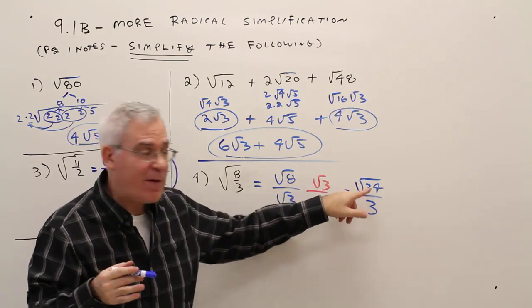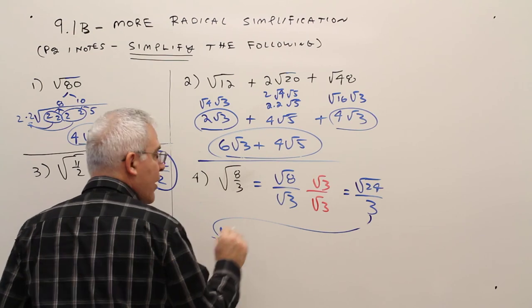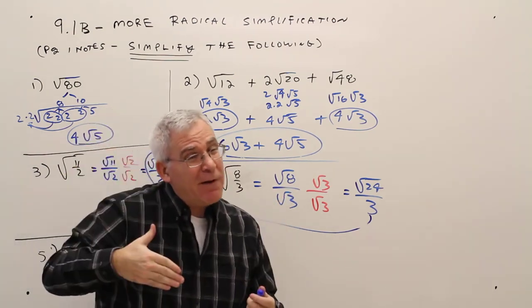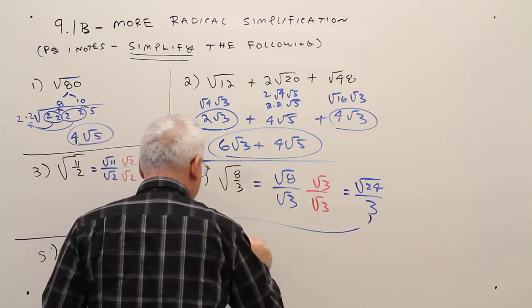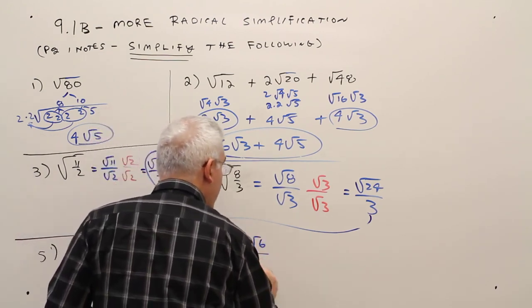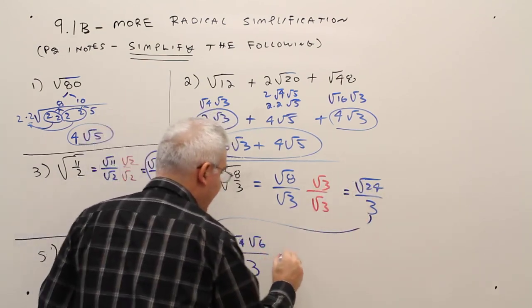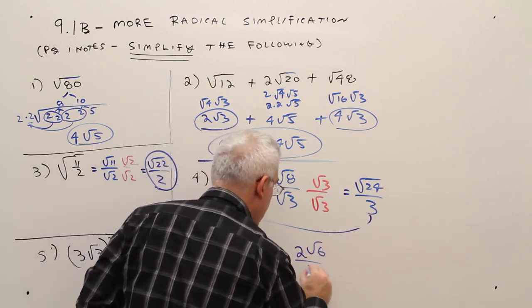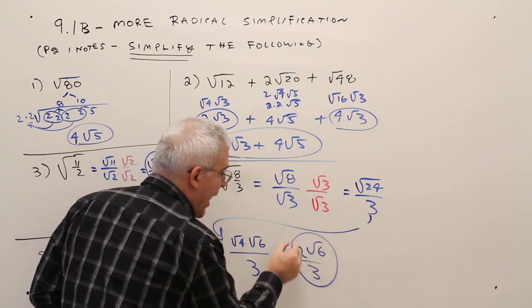So I do have to simplify that. So let me just put an arrow over here. So the square root of 24, again, if you know it's 4 by 6, that could save yourself some time. So radical 4, radical 6 over 3. That's really the square root of 24. And that's going to be 2 rad 6 over 3. And there's nothing more I can do, so that is my answer.